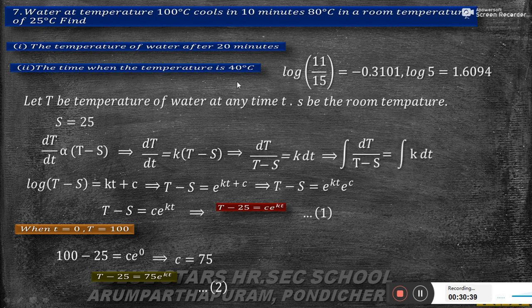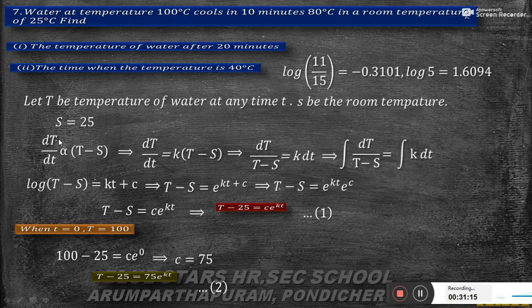So here now we calculate the time when the temperature is 40 degrees Celsius. Let capital T be the temperature of water at any time small t. Let S be the room temperature. That means I take S equal to 25, because they give that water at 100 degrees Celsius cools in 10 minutes to 80 degrees Celsius in a room temperature of 25 degrees Celsius. So I write the room temperature as 25.